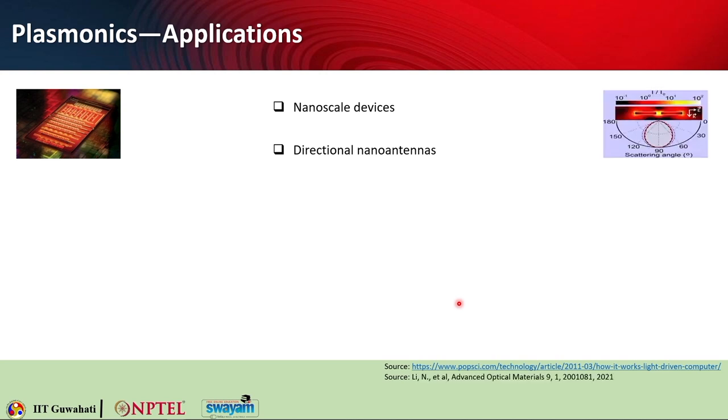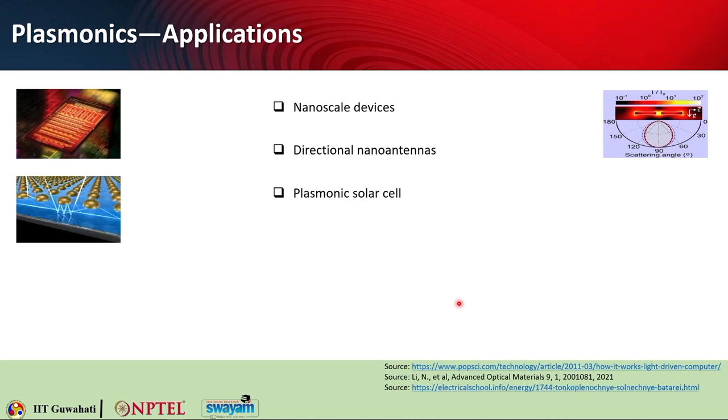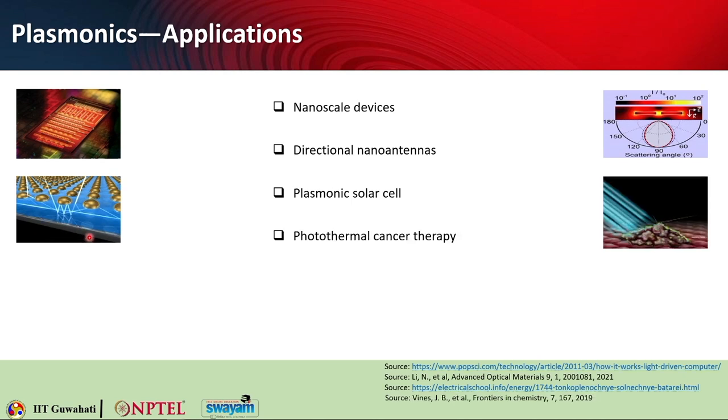You can make directional nano antennas for your circuits using metallic nanoparticles or dielectric nanoparticles. You can think of plasmonic solar cells, where nanoparticles with enhanced absorption at their resonance will allow you to absorb more light to be converted into electricity. So they can be added to solar cells to increase their efficiencies.